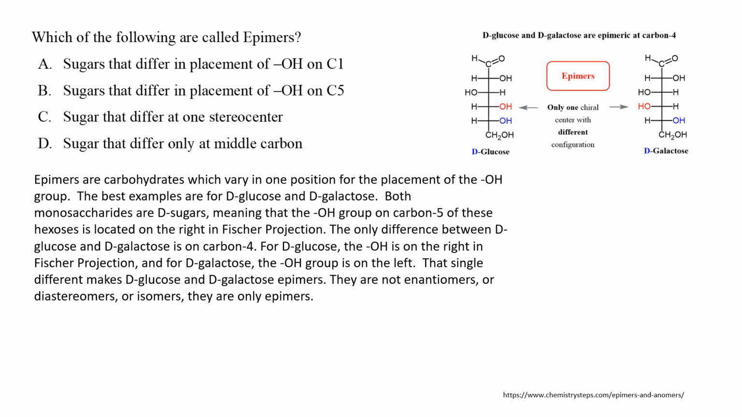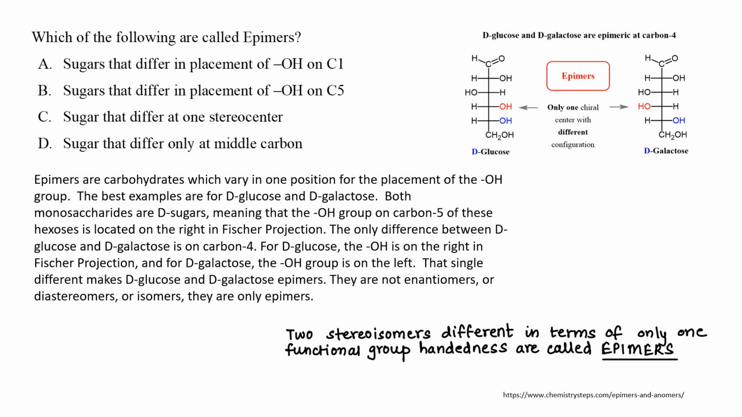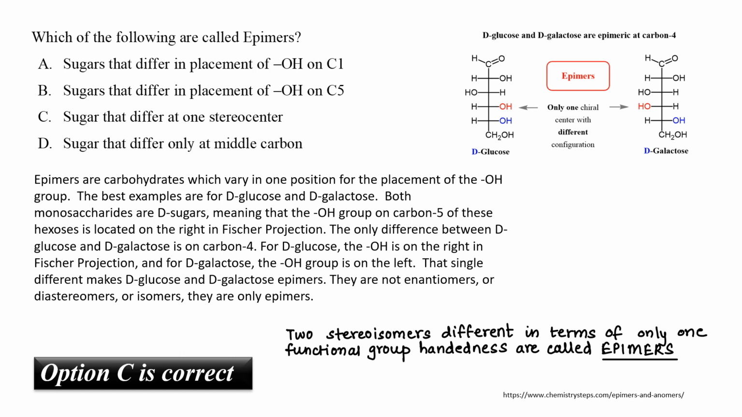Here is a diagram to understand better. As you can see, the fourth chiral center, the fourth carbon, is the only one which has a change, a different handedness, if we can say that. The two isomers, different in terms of only one functional group, are thus called epimers. These are stereoisomers to be specific. So, the correct answer is option C.